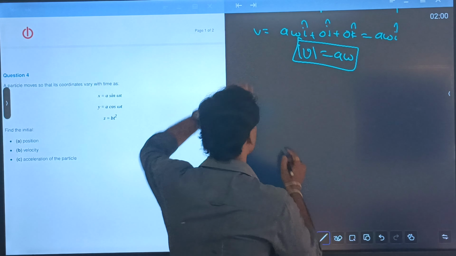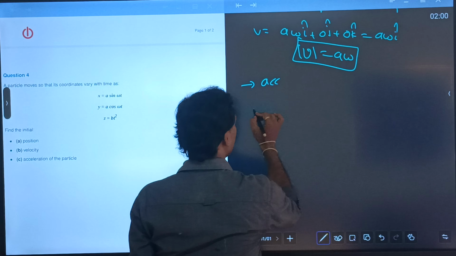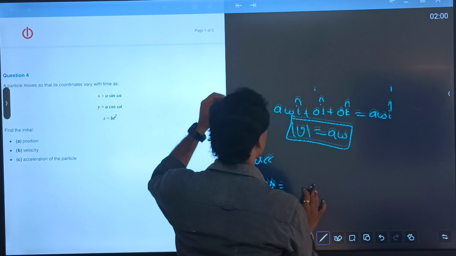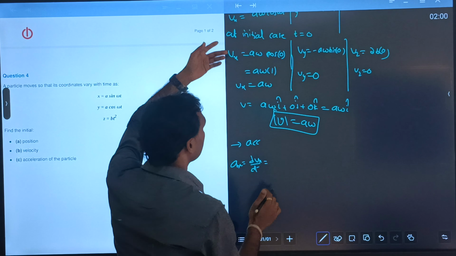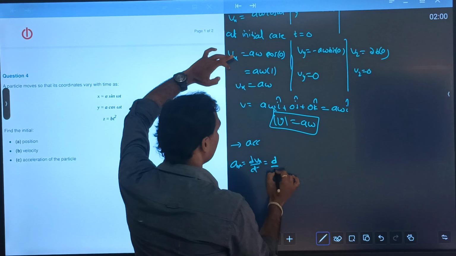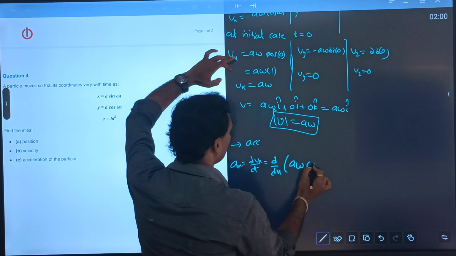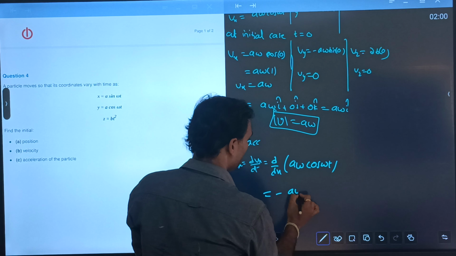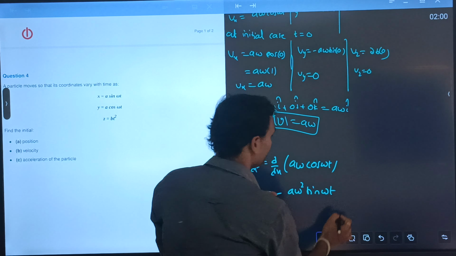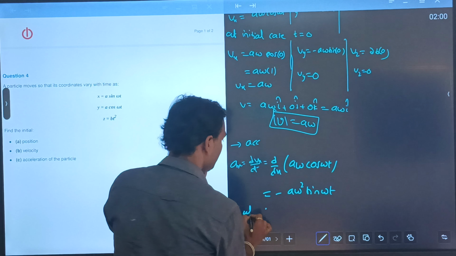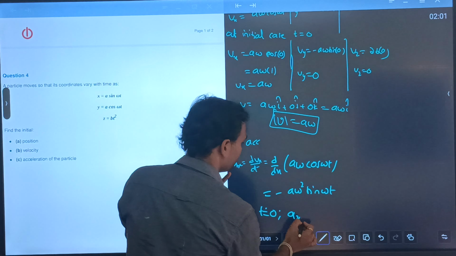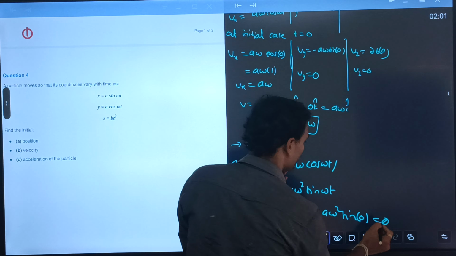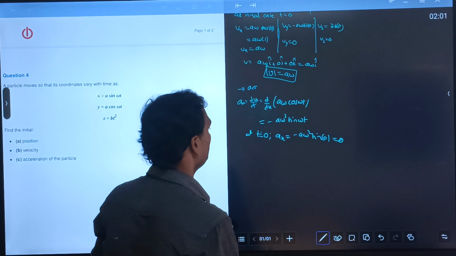And the third one is acceleration. Similarly, ax equals dvx by dt, where the vx value is d by dt of a omega cos omega t, which equals minus a omega square sin omega t, right? And at t equals 0, acceleration ax equals minus a omega square sin 0, which equals 0. Acceleration on the x-axis is 0.